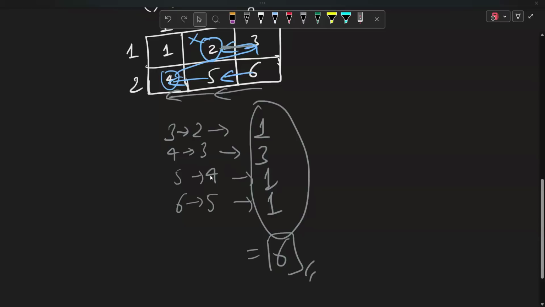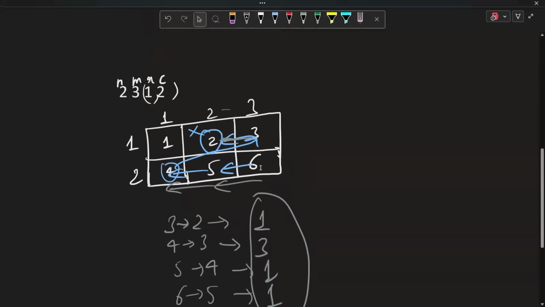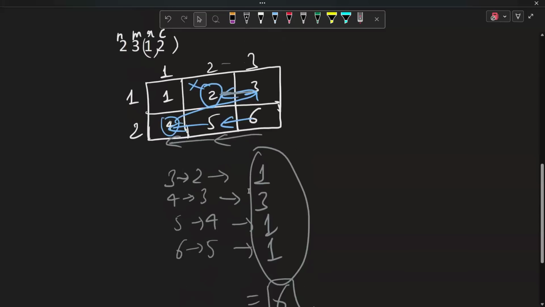Now we just need to find this final value, and you can see that R and M are all up to 10 to the power 6. So we would try to derive some formula and get it in order of 1, that would be best. Or we can go up to order of n or order of m. But if we go to every cell, every movement, that would be n into m, so that won't be accepted if you are calculating for every cell. So you would have to derive some formula in order to pass.